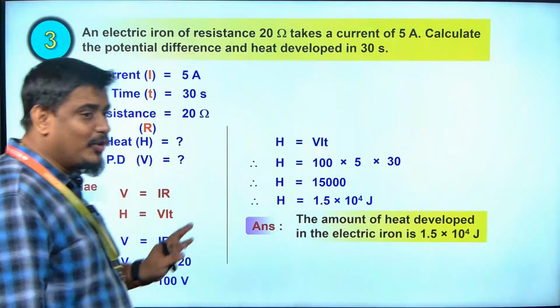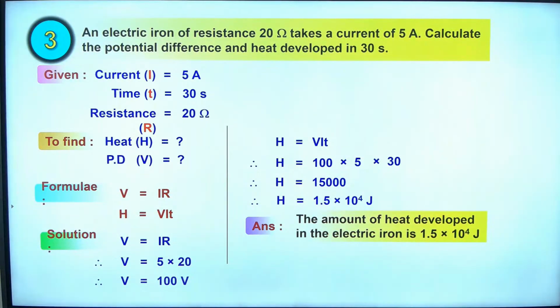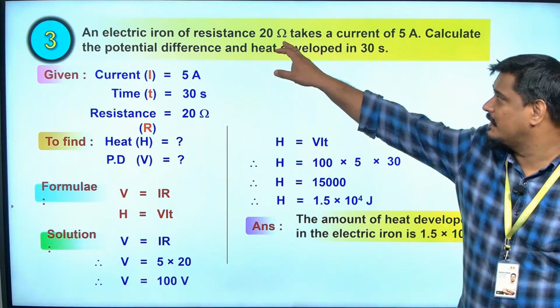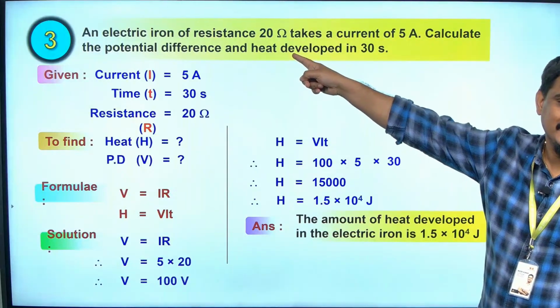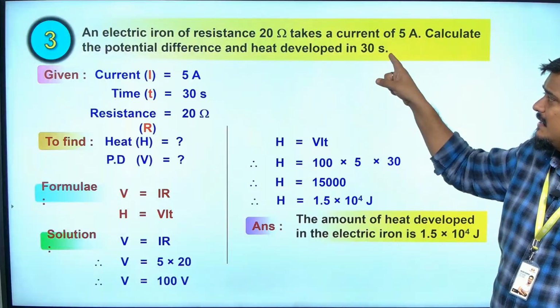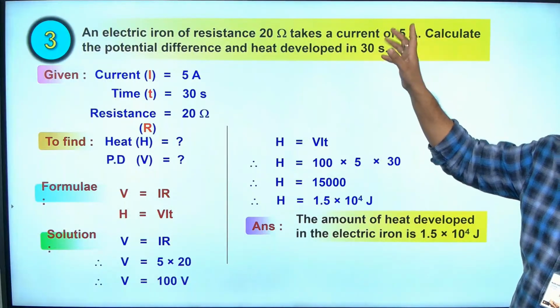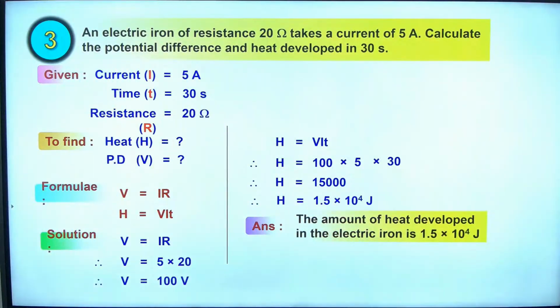Again, I am repeating, don't try to copy from the board what they have done by their own way. You do by your own way. Your way may be easier than their way. R is given, I is given, V is equal to IR. Multiply both, you get V. H is equal to VIT. V you found already 100, I is 5, T is 30. Multiply all three, you will get answer as 15,000. That's all. These questions don't deserve to come in the exam itself. That was easy questions.